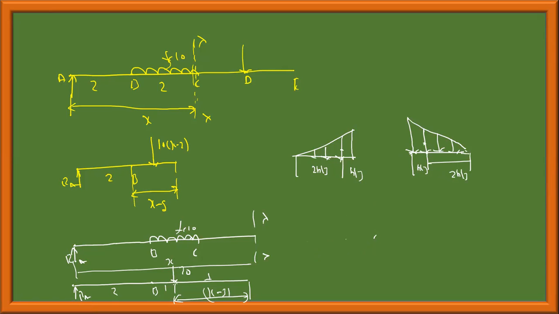Okay, neither easy nor complex. Many concepts are involved. Okay, let's stop at this point. Any doubts if you have, you can ask me. This is 10 into x minus 2 into x minus 2 by 2. This is 20 into x minus 3, 20 into x minus 3. That's it.